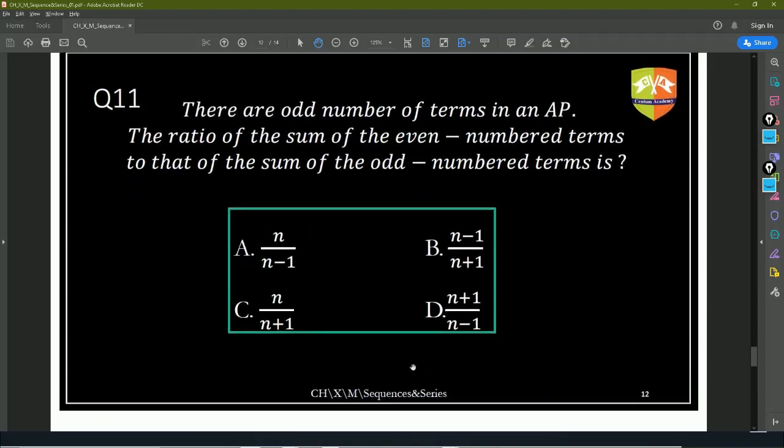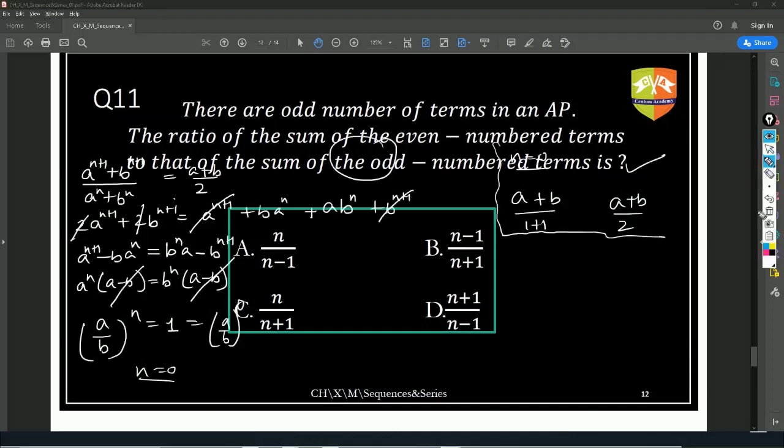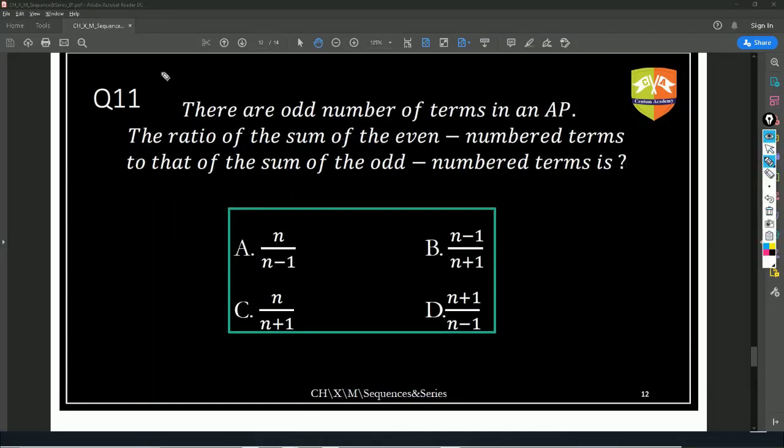This was again, let us define the AP first. So what are the terms? AP is a, a plus d, a plus 2d, a plus 3d, and so on. So there are odd number of terms. So can I say, let's say there are 2n plus 1 terms. 2n plus 1 is odd. So it will go up to a plus 2nd. Am I right? This is the AP. Odd number of terms are there. How many terms are there? 2n plus 1. Correct? Is this step clear to everyone?